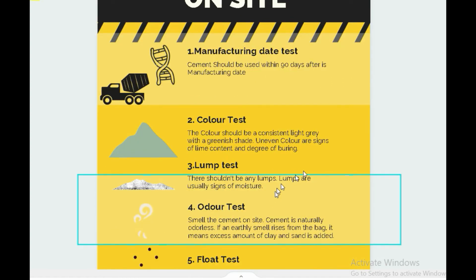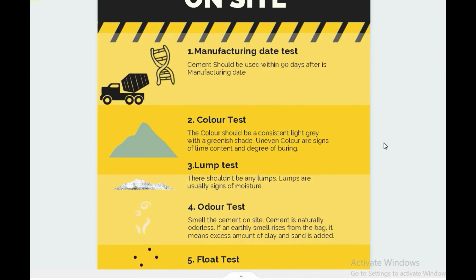And at number three, we have the lump test. When you're inspecting cement and you put your hand inside, there shouldn't be any lumps in the powder. Lumps automatically mean that the cement bag has come in contact with some sort of moisture. Lumps mean moisture. So the third test says that there shouldn't be any lumps inside. It should be a completely smooth powder.